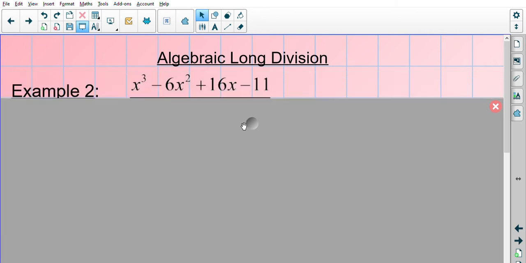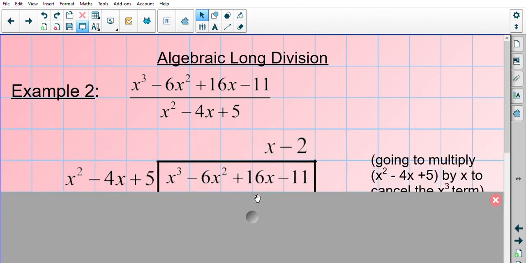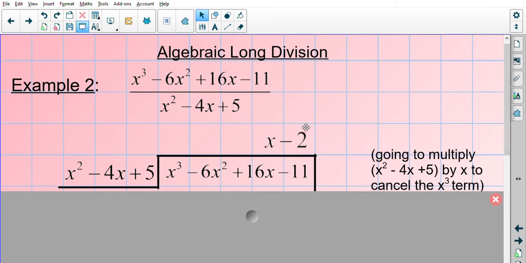Right, example 2. Again, don't panic. You'll see here that this is a bigger question. The powers have increased, however, the setup will remain the same. My job here is to try and get rid of this term at the top using this term at the bottom here. So again, I'm going to set it up like this. Now, my final answer, or the whole part that I can subtract out of this, will be x minus 2 again. I'm going to show you how that works. You'll write that down at the end, you don't write that down at the start.